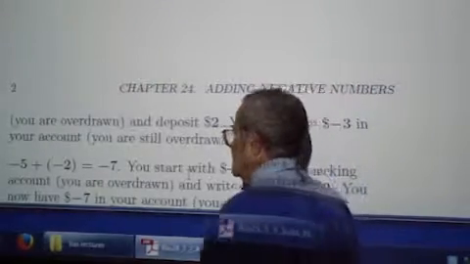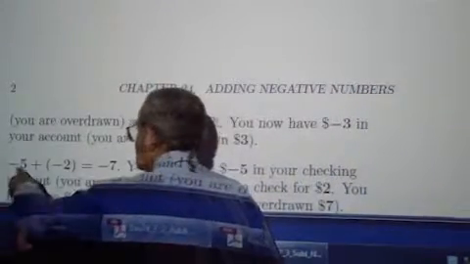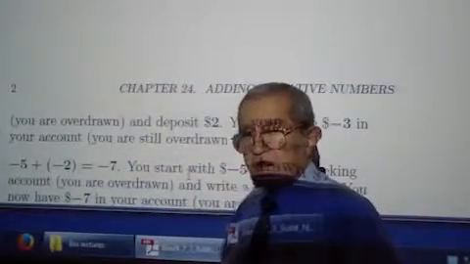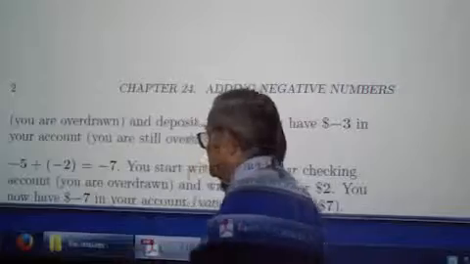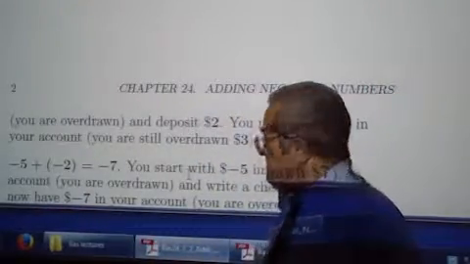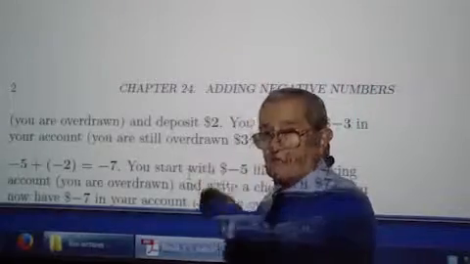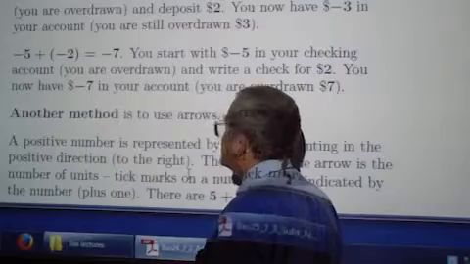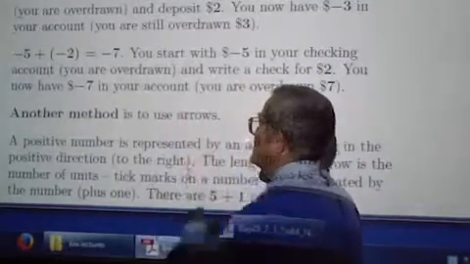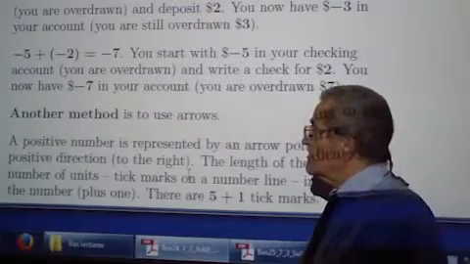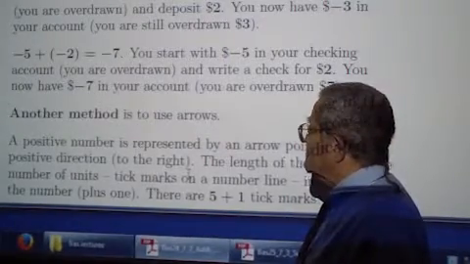Then -5 plus -2, you were overdrawn $5 and you have the nerve to write another check for $2. Now you're overdrawn $7. Plus overdraft fees, which we are not concerned with. There are no overdraft fees in our banks. And so that's one way of thinking of adding positive and negative numbers. Think of your bank account.